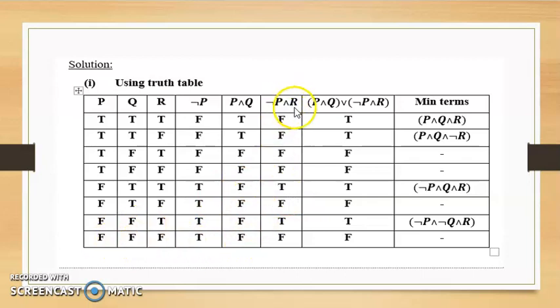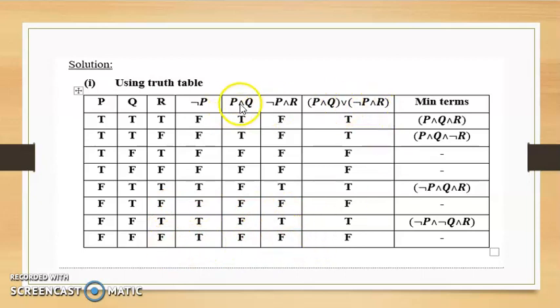Next one, not P and R. These two we have to combine. So when we take false and true, it is false. False and false is also false. T and false is false. False and false is false. T and T is T. T and F is false. T and T is T. T and F is false.